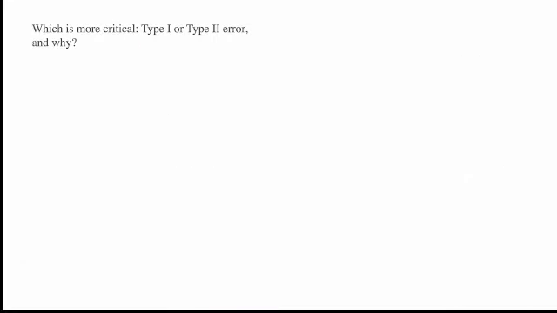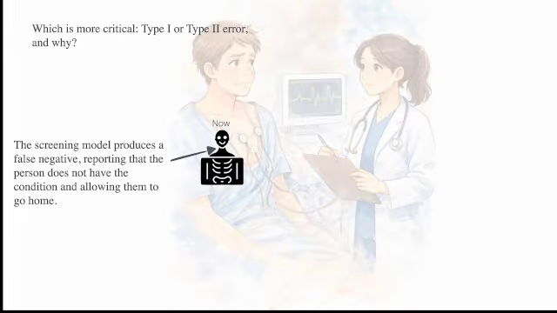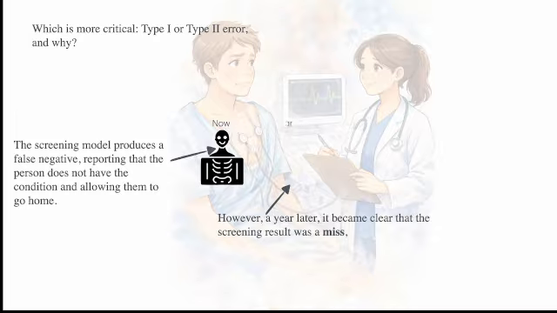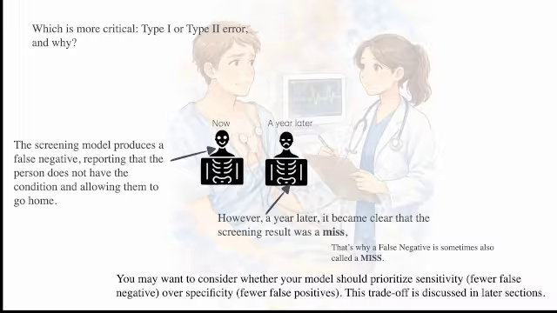Which one is more critical to avoid? A false positive, type 1 error, or a false negative, type 2 error, and why? It depends on the use case. For example, if we have a system to screen for a life-threatening condition at an early stage, a false negative, a miss, will send a sick person home. However, a year later, it became clear that the screening result had missed the condition. The trade-offs of prioritizing fewer false positives or fewer false negatives will be discussed in later sections.